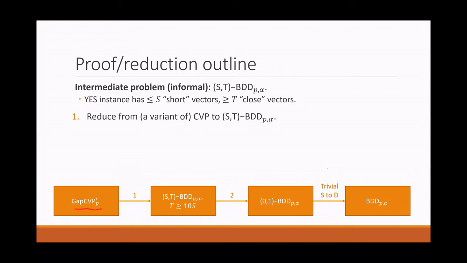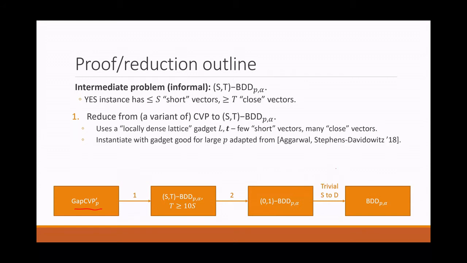So our proof is going to have two steps. First, we're going to reduce from a variant of the closest vector problem to this intermediate problem. To do that, we're going to use a gadget called a locally dense lattice, which is a lattice together with a target point T, such that, matching the promise for the ST-BDD problem, this gadget lattice and target are going to have few short vectors, but there will be many close vectors in L to T.